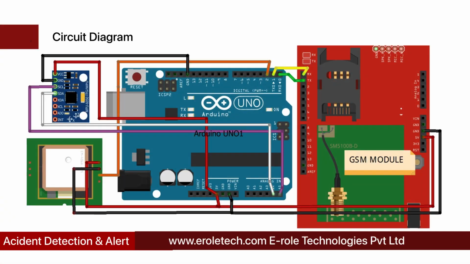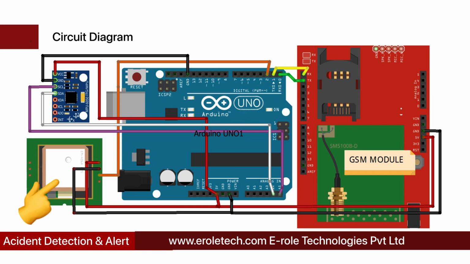Here is the connection diagram of this project. SIM900 GSM module has 4 main pins: VCC, ground, RX, and TX. VCC pin is connected with the 5-volt pin of Arduino, and ground pin is connected with the ground pin of Arduino. TX pin will transmit the data to the Arduino, so it will be connected with the RX pin of Arduino. RX pin will receive the data from Arduino, so it will be connected with the TX pin of Arduino.